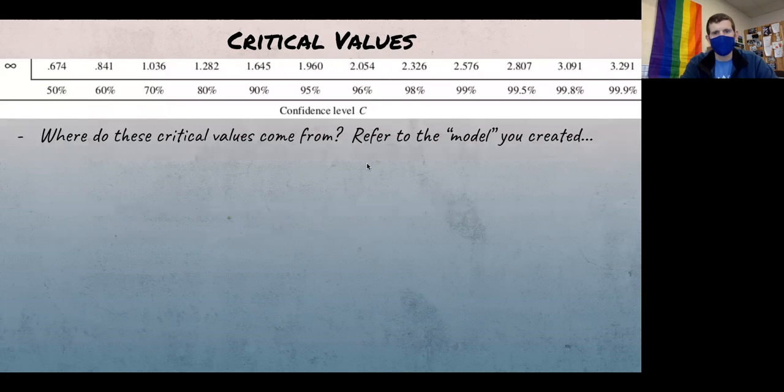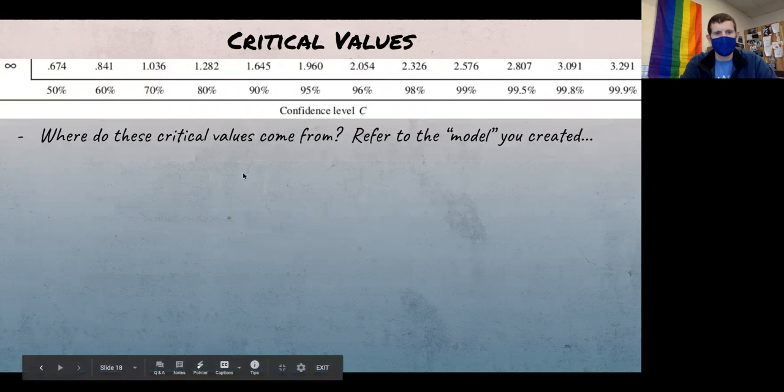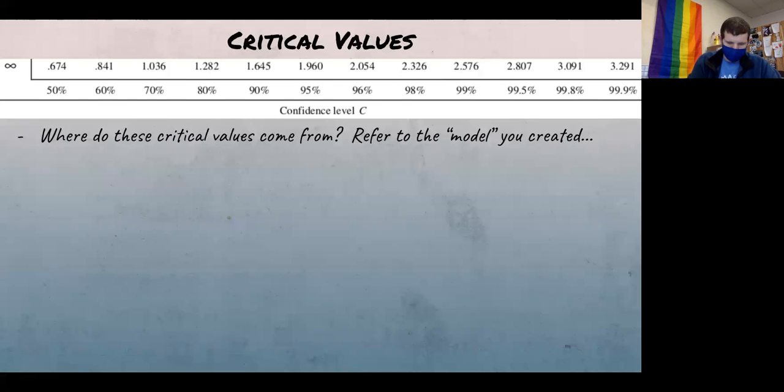So where did these critical values come from? And let's refer to the model, okay? Oh, actually, I don't want to do that yet. So the model that we created looked like this, right? So this is basically a sampling distribution, and in our specific example, I think it's 0.44, and then our standard error was 0.0178, if I'm remembering correctly.